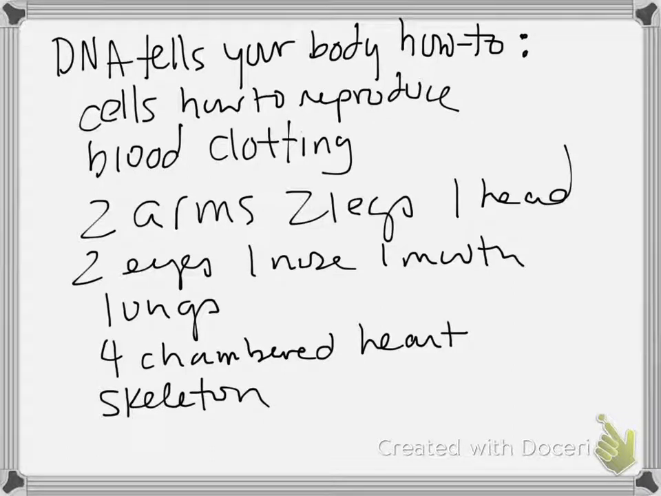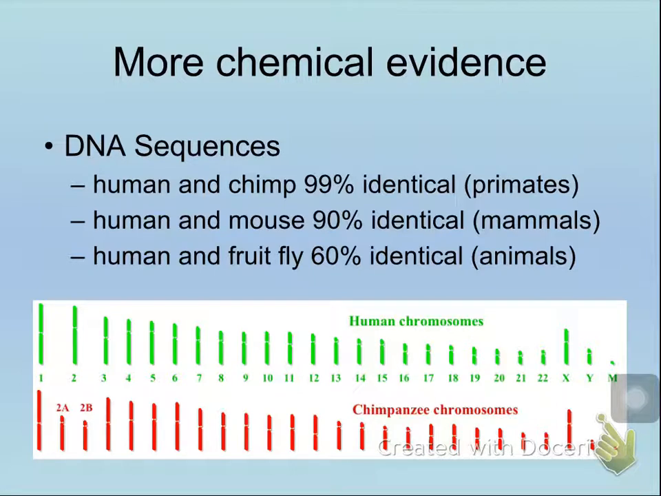So let's look at these things. For you, DNA said 2 arms, 2 legs, 1 head. Did a chimp's DNA say the same thing? Yeah. 2 arms, 2 legs, 1 head, 4 limbs, 1 head. Your DNA said 4-chambered heart that pumps blood. Did a chimp's DNA say the same thing? Yeah. Your DNA said 2 eyes, 1 nose, 1 mouth. Did a chimp's DNA say the same thing?